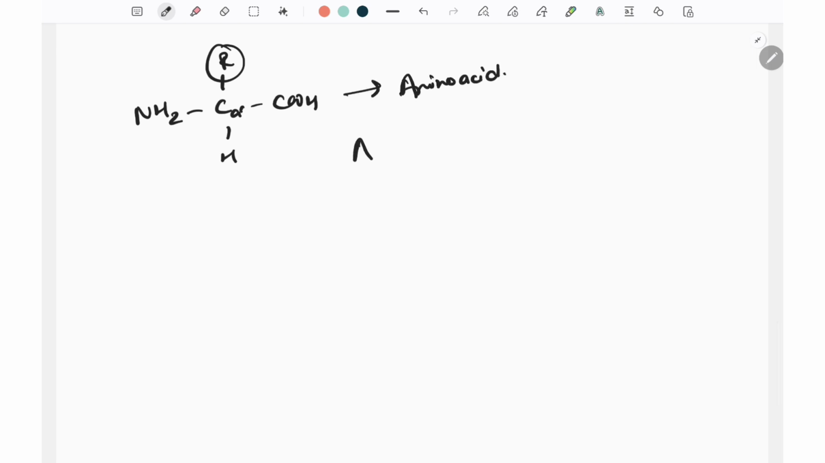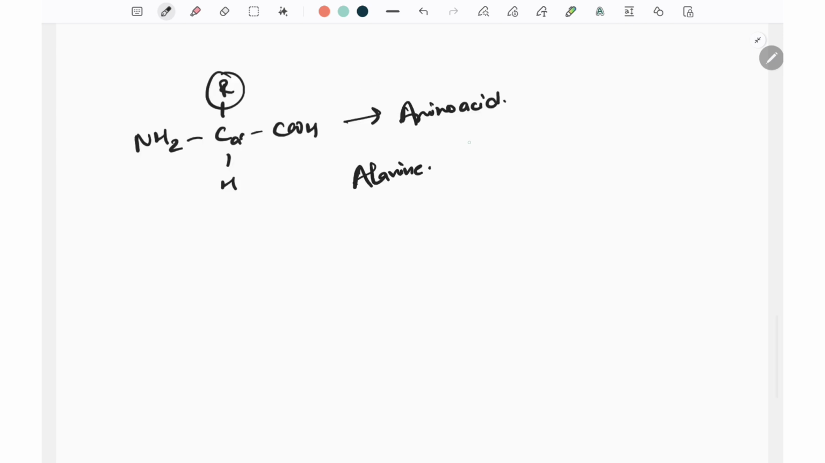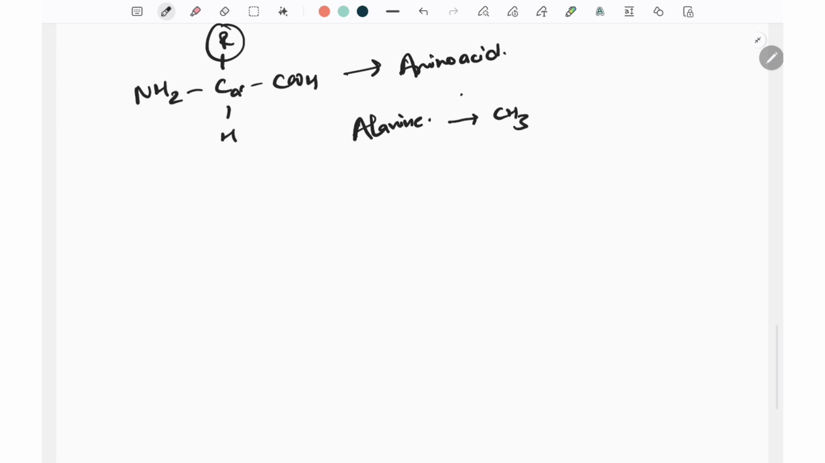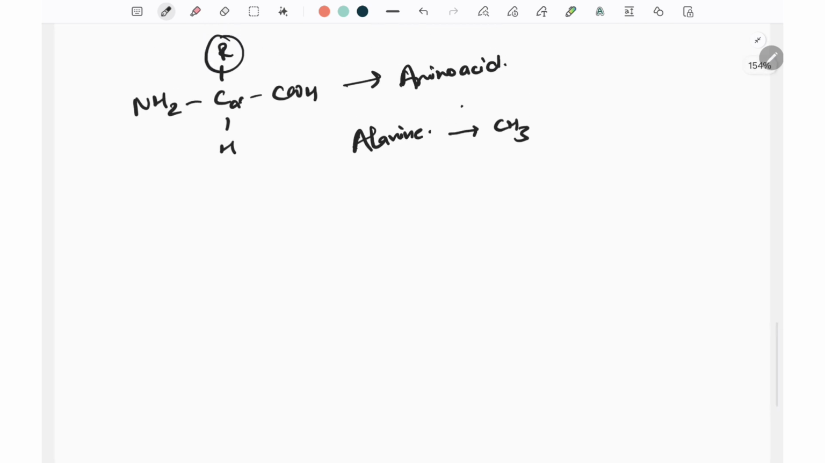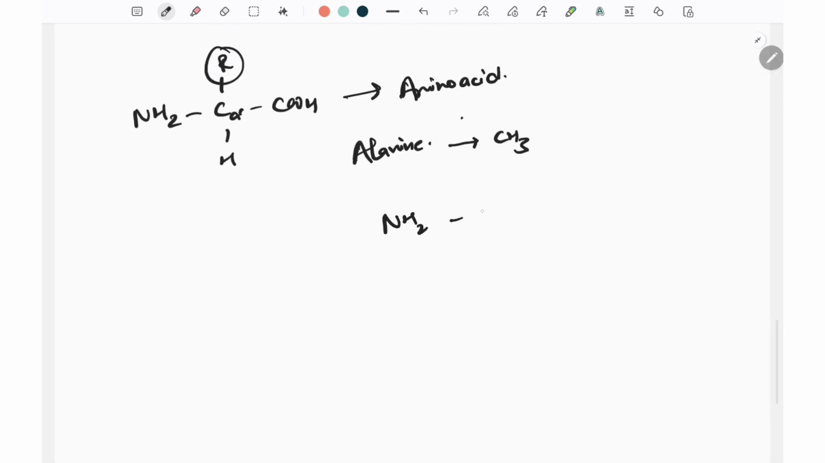Now what is alanine? Alanine has one CH3 group in it. So you simply replace this CH3. So that is NH2, C alpha, CH3, COOH and H, right?